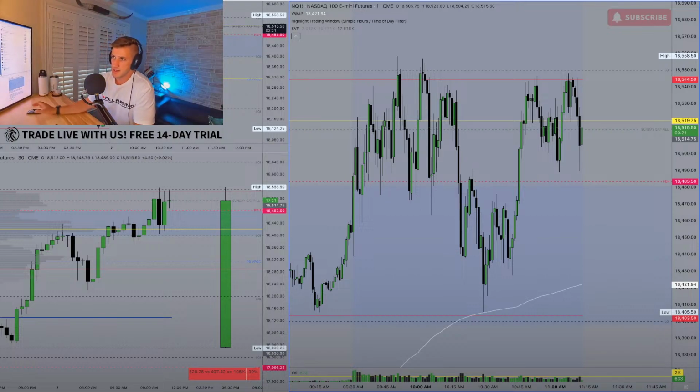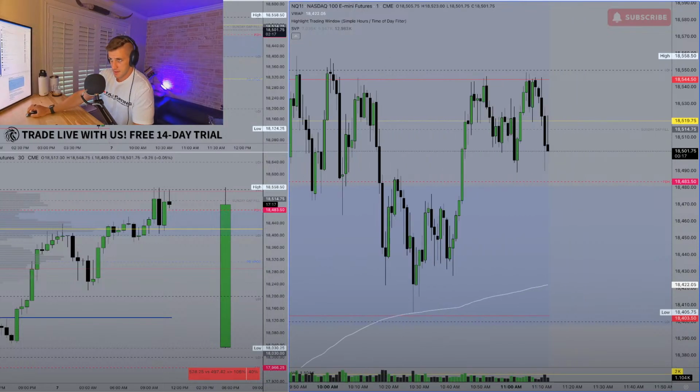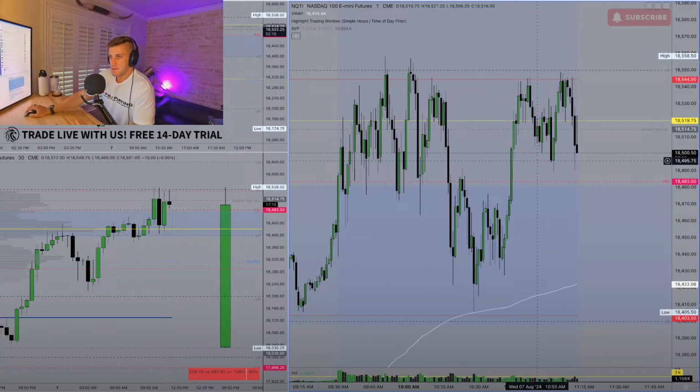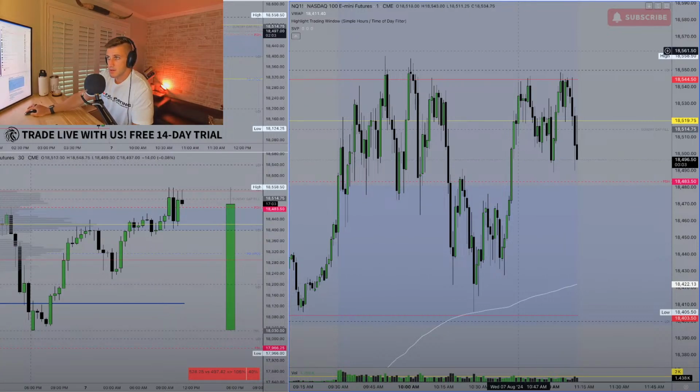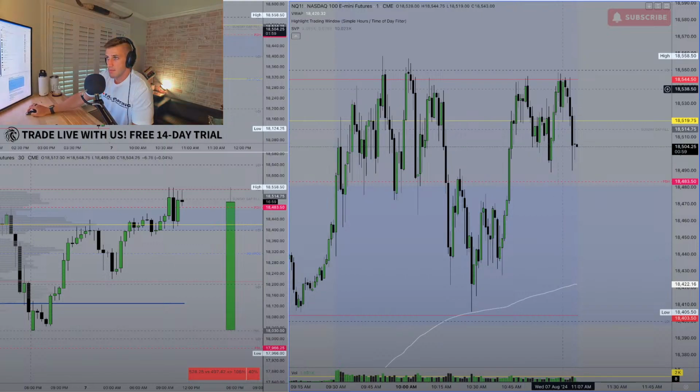These are those sessions where you have to identify these tighter structures and just be comfortable with scalping them. Or, like I always say, just not trade. So far, 550 sellers continue to show up.